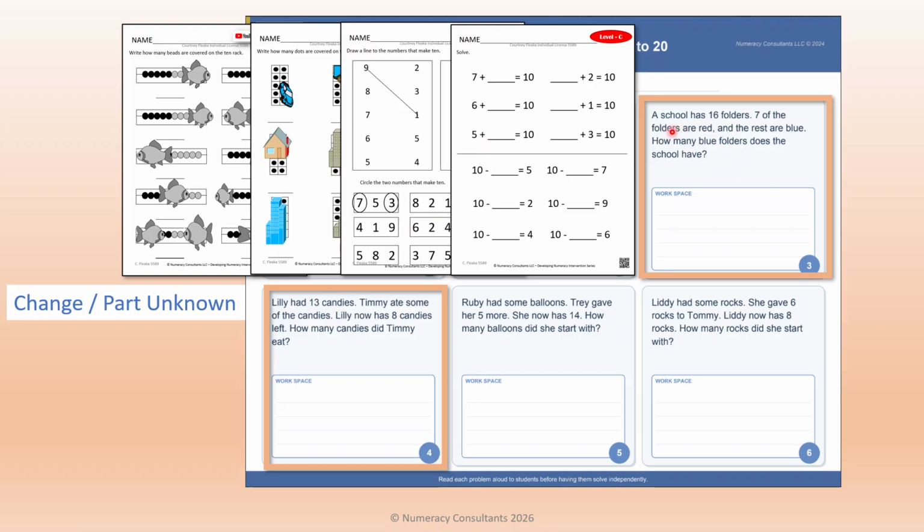And let's take a look at this problem too. It says a school has 16 folders, 7 of the folders are red, the rest are blue. How many blue folders does the school have? And we know that that is a part-whole missing part one. And it says Lily had 13 candies. Tim ate some of the candies. Lily now has 8 candies. How many candies did Timmy eat? What we're solving for is the change. The change is unknown. So there's a part unknown here and a change unknown here.